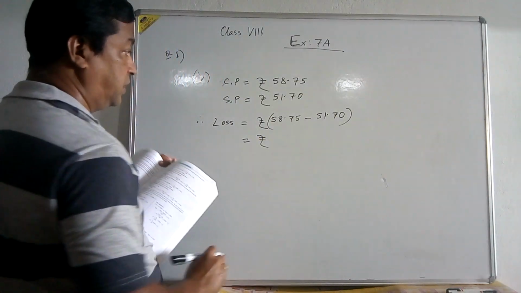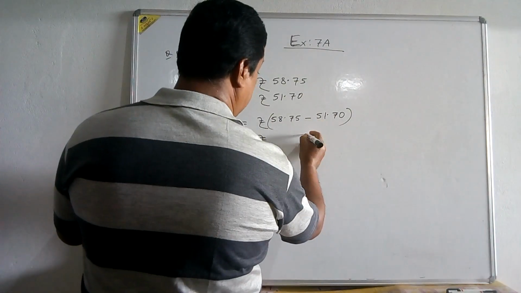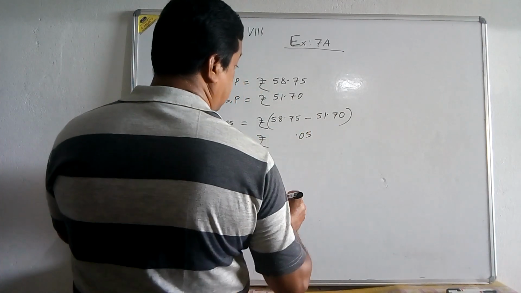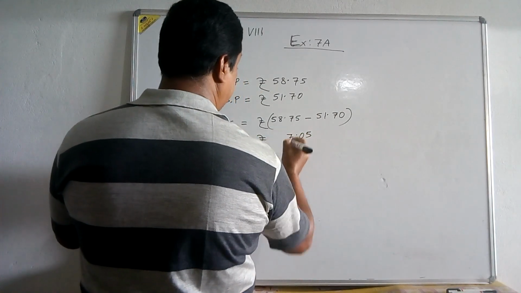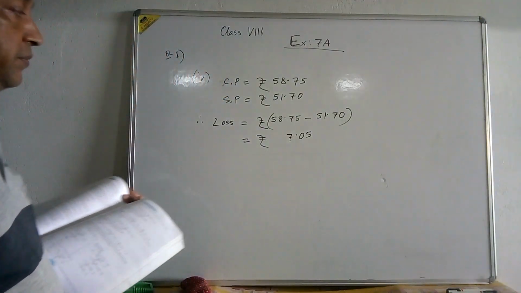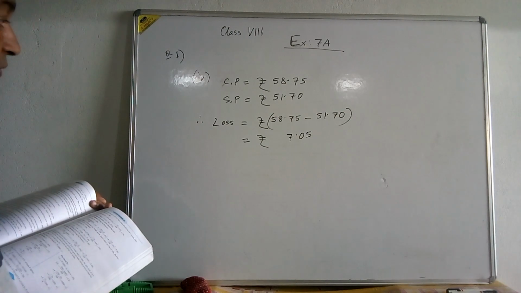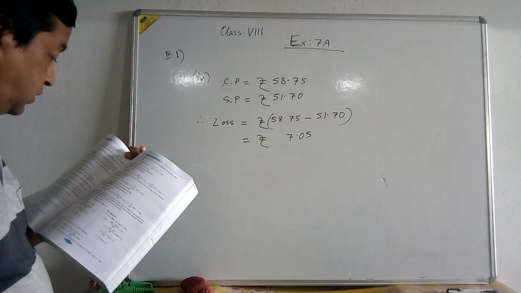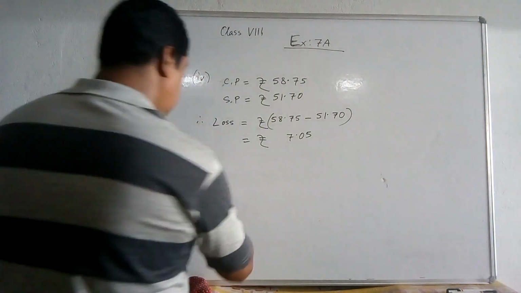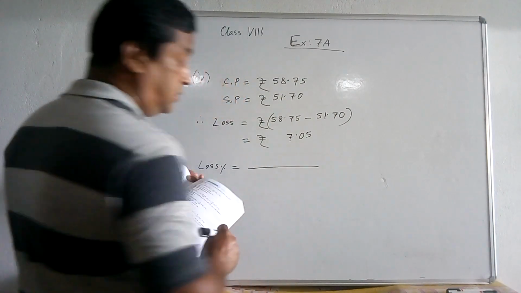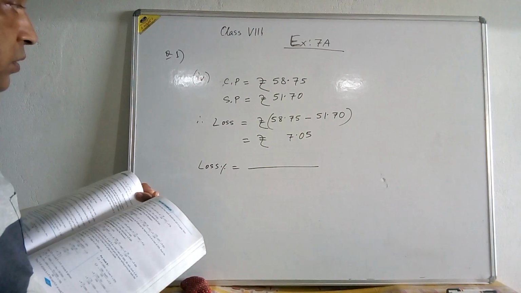If you subtract, you get 7.05. That is the loss. Now you find out the loss percent. Loss percent equal to, what is the formula? Loss by CP into 100.